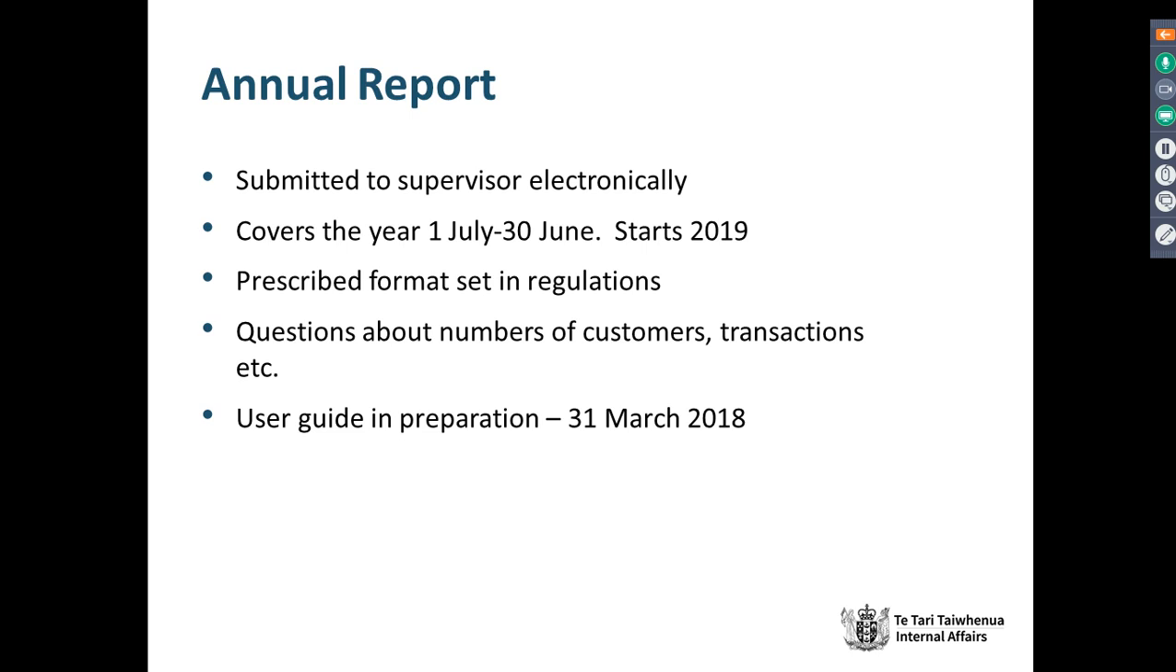Mike touched on annual reports earlier on. It's submitted every year to us electronically, and it covers the year the 1st of July to the 30th of June. You will start doing it in 2019. The information we're going to be asking for in our annual report is information we'd be expecting you to be reasonably keeping as part of your AML CFT program. It shouldn't create extra work for you, and you should be able to schedule it to reflect your financial reporting. So you can incorporate that into the same process.